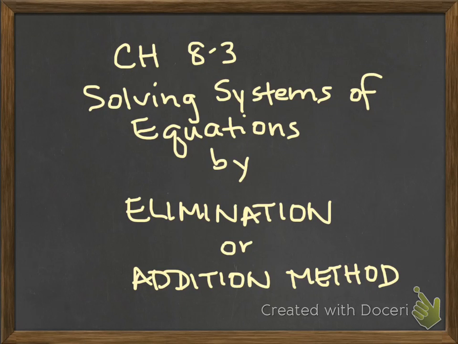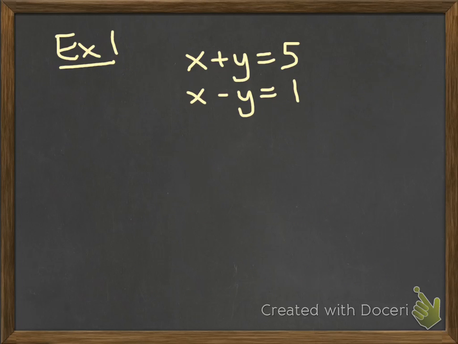Okay, the third way of solving systems of equations or finding the point of intersection for two or more lines is through elimination or the addition method. Okay, in example 1, there are two equations of a line. One is x plus y equals 5. The second line is x minus y equals 1. We are looking for the point of intersection, and that's called solving the equations.